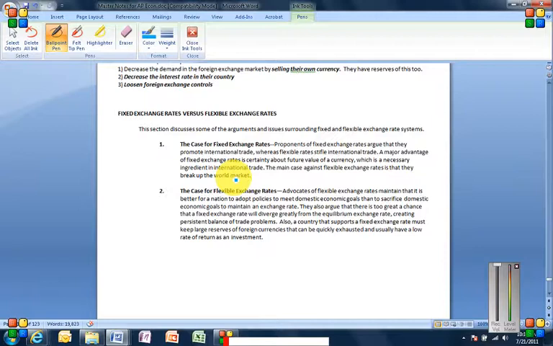to domestic economic policy. Also, if a country is really focused on supporting a fixed exchange rate, they have to keep large reserves of foreign currency that can be quickly exhausted and usually have a low rate of return as an investment.